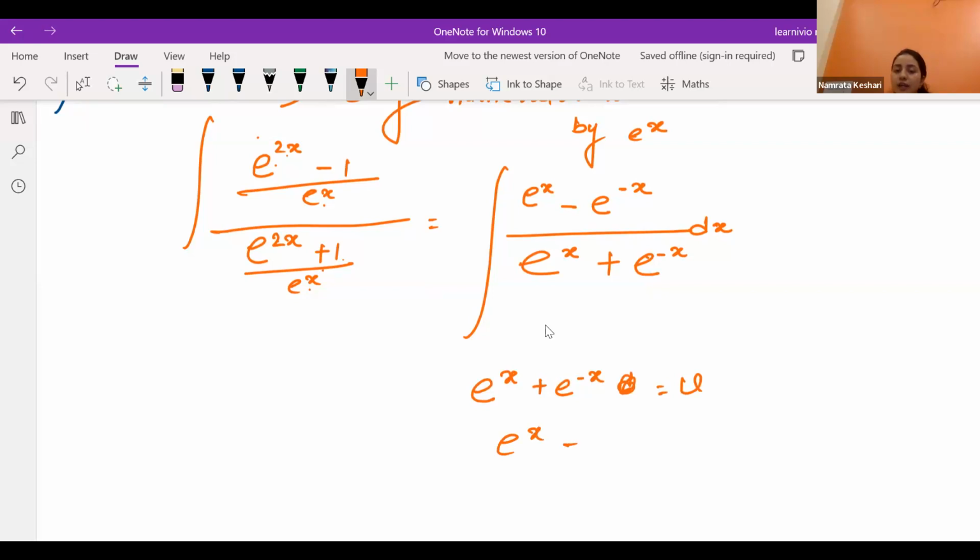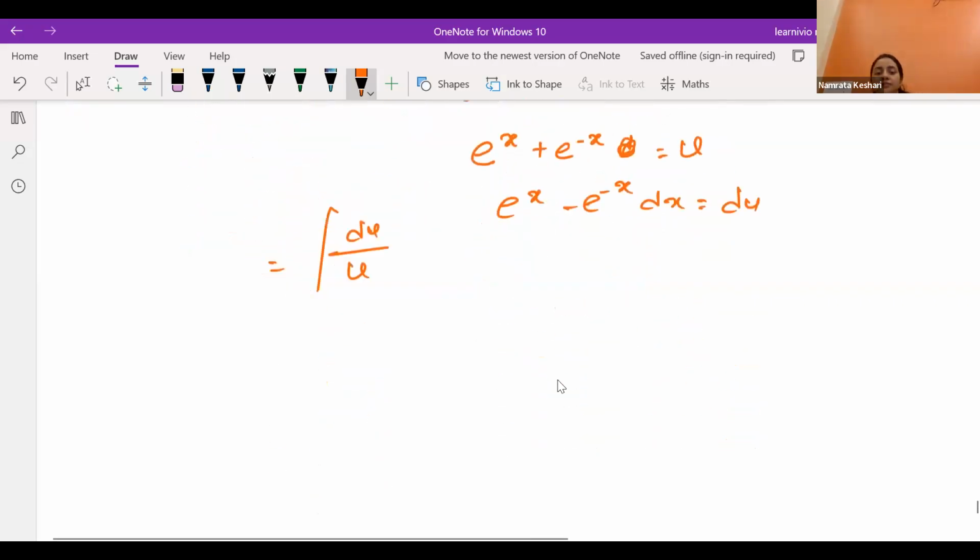You will be getting e to the power x minus e to the power minus x dx equals du. Now, in place of e to the power x minus e to the power minus x dx, we can directly write du by u, and then you can do the integration by yourself, right? Yes. Let's proceed.